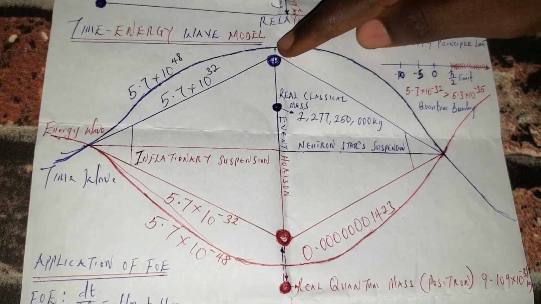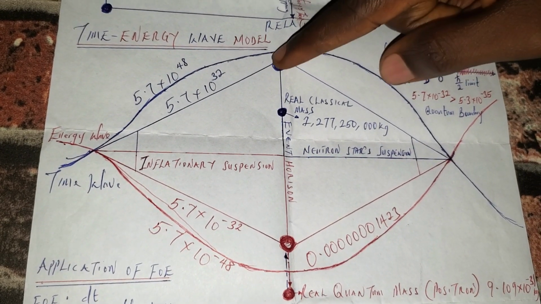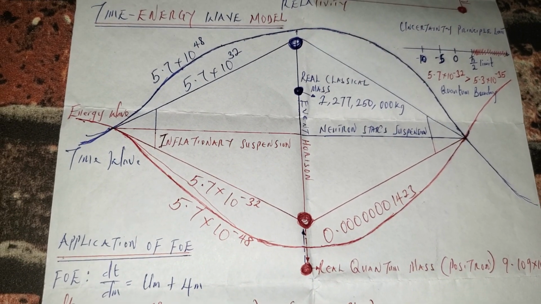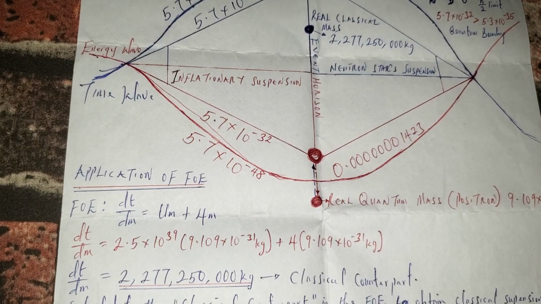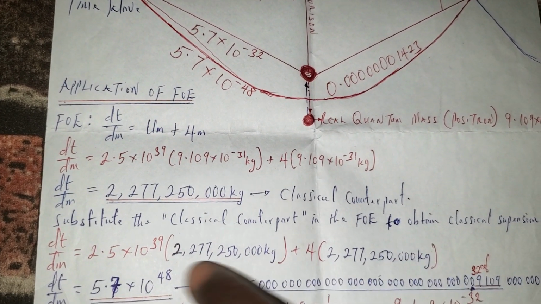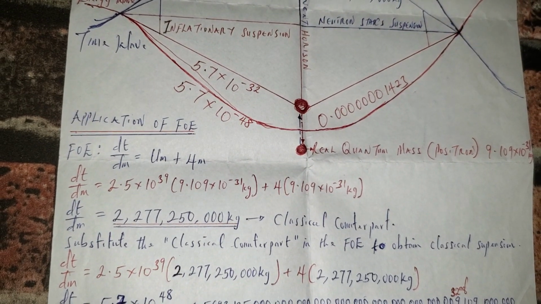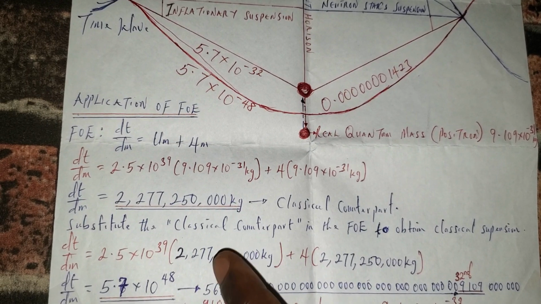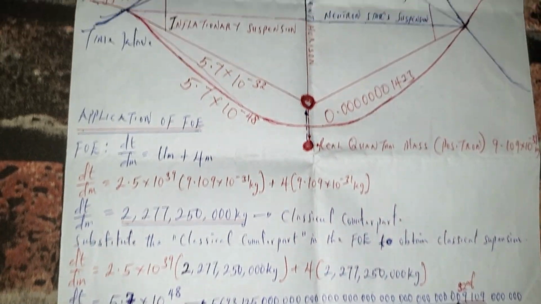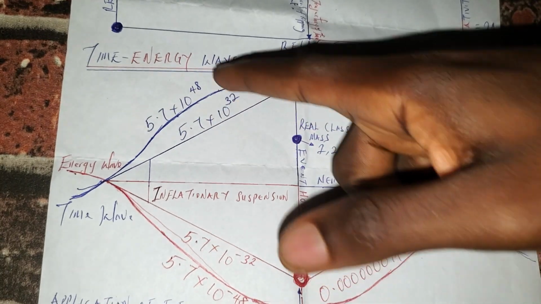Now don't forget that we have mass, we have classical arbitrary suspension right up here, so the trajectory is towards that. Now once we put this classical mass worth, once we substitute that inside the formula of everything, because solution must come right from the classical realm, we're going to get this 5.7 times 10 raised to power 48, and that is the suspending value, which is the mass wave amplitude right here.